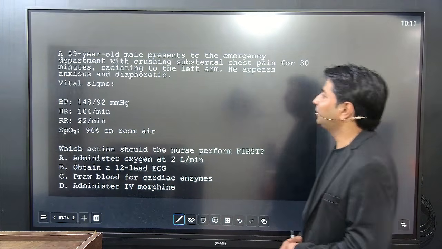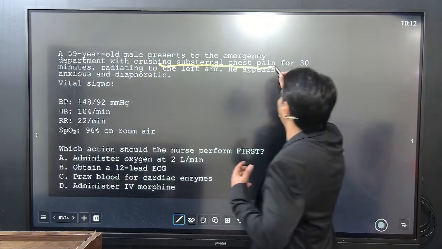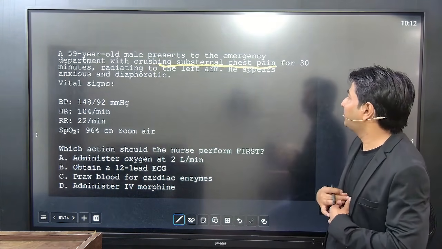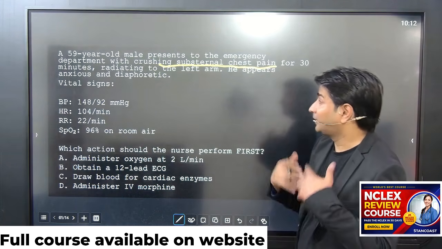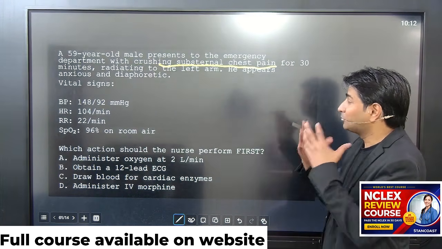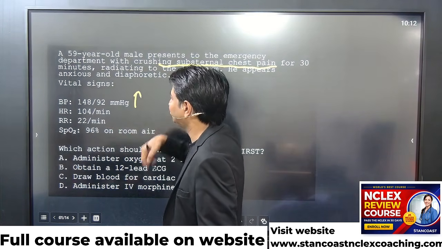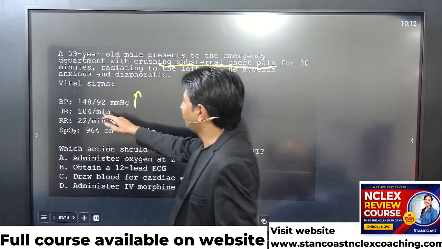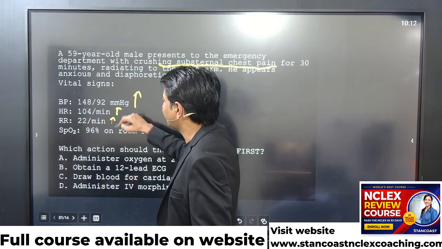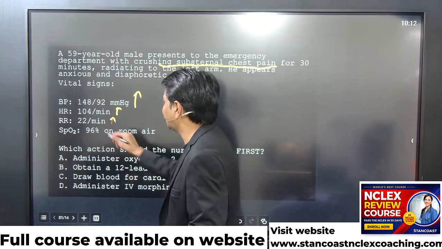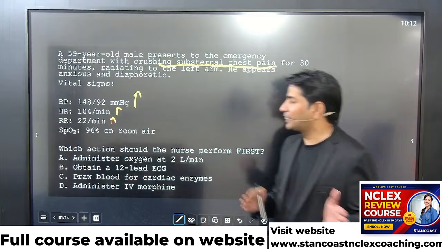A 59-year-old male patient presents to the emergency department with crushing substernal chest pain, meaning he's feeling chest pain below the sternum, for 30 minutes, radiating to the left arm. The patient appears anxious and diaphoretic, which means he's sweating profusely. Vital signs: 148/92, which is a slightly elevated blood pressure. Heart rate 104 per minute, also a bit high. Respiratory rate 22, so the patient has a bit of tachypnea here as well. SpO2 96% on room air. This is normal.